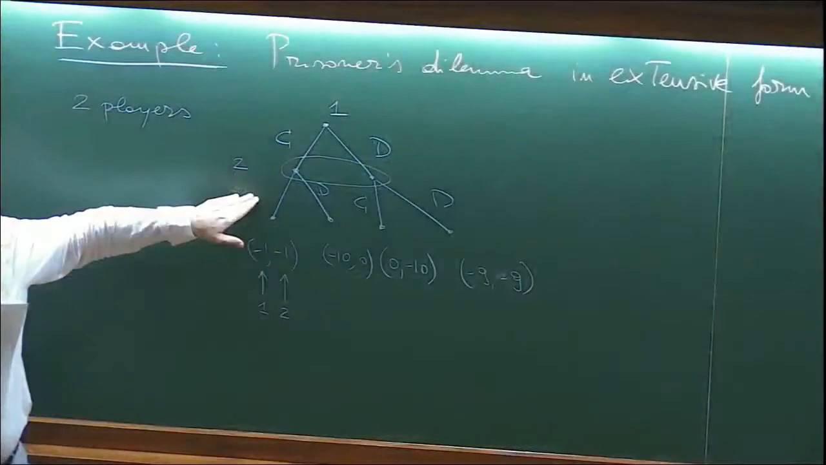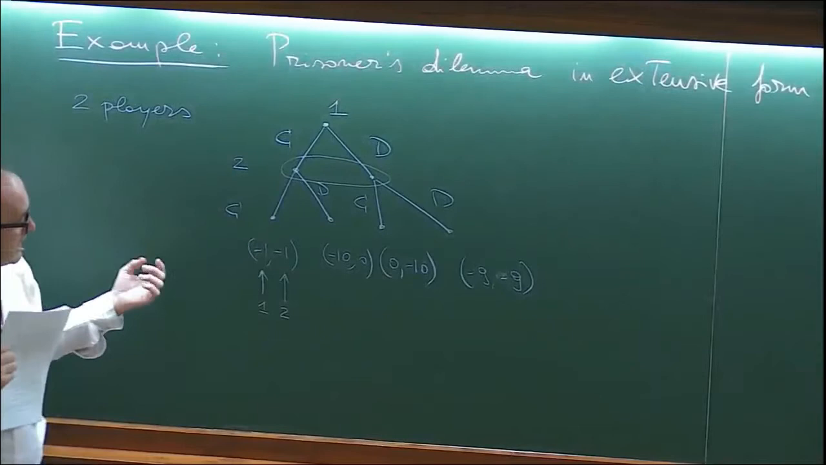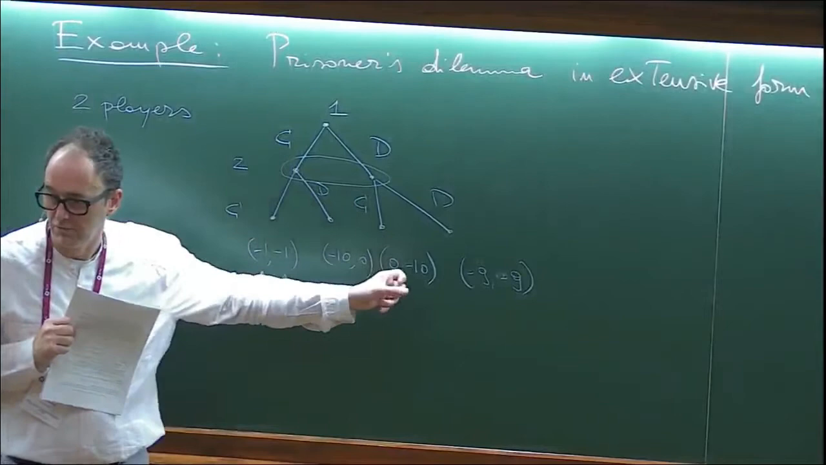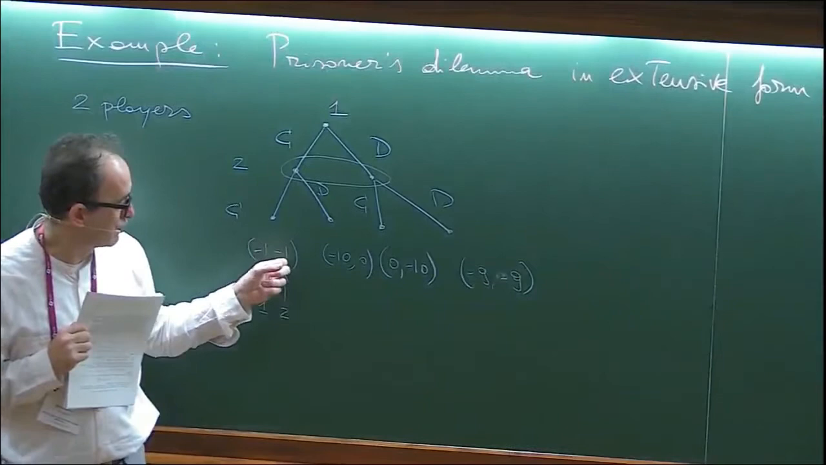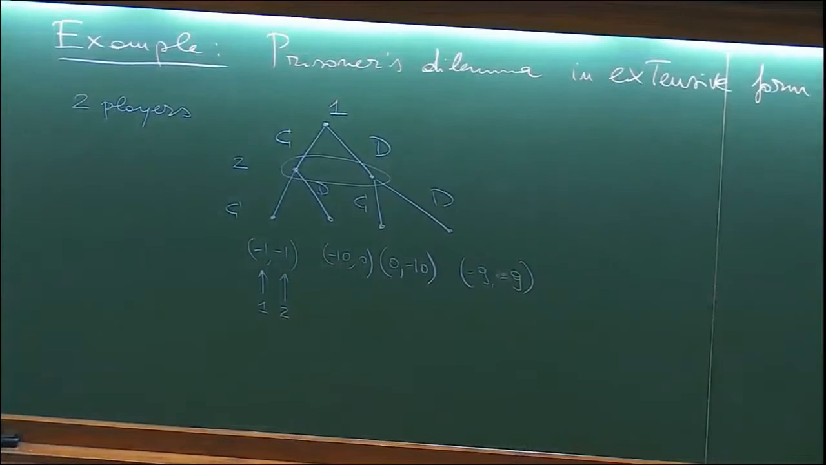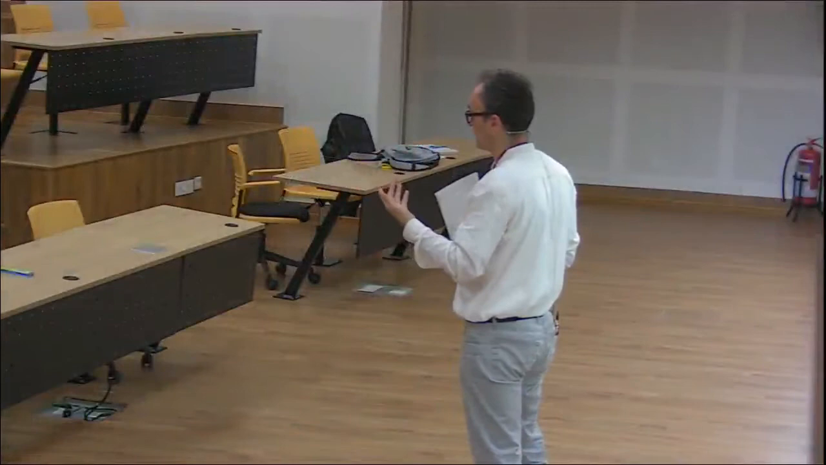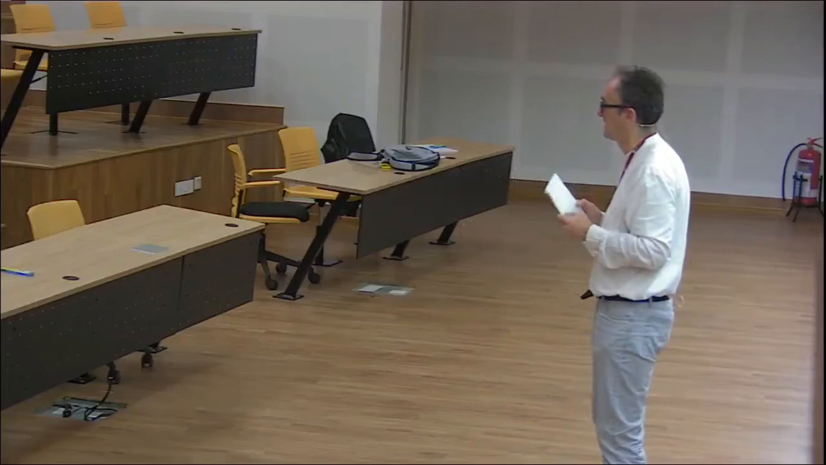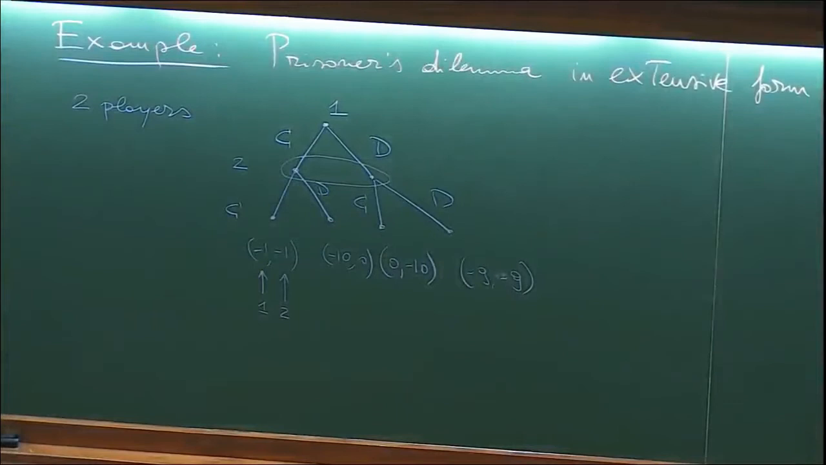Instead, incomplete information is when player one does not know the payoff of player two. So player one has to behave not knowing exactly what the payoffs of player two are. He has just a belief on what these payoffs are. And the way you can represent this is by saying that player one does not really know with whom he or she is playing. So this is incomplete information.